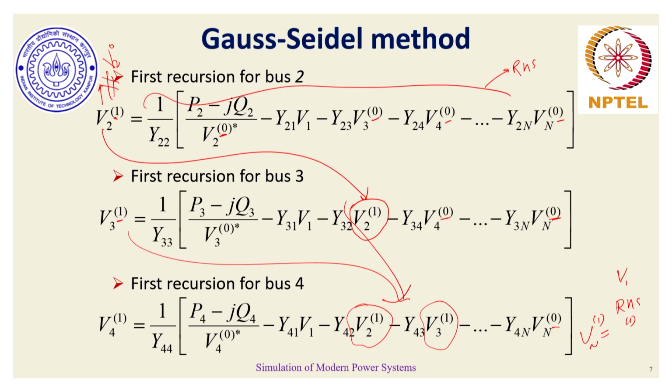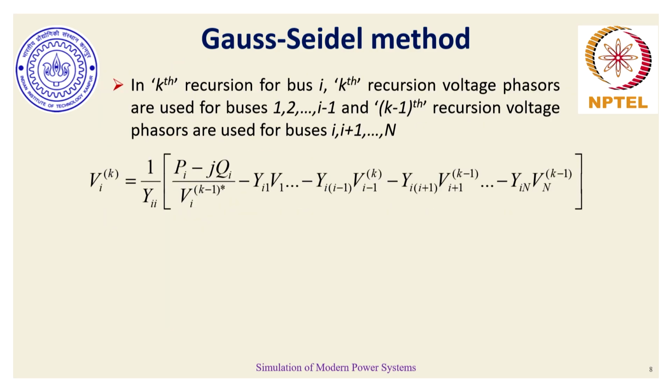So that's how the Gauss-Seidel method finds new voltages, and the reason why these are called recursions is that when I try to find the updated voltage of the ith bus, for all buses numbered from 1 to i-1, I will use their latest recursion update, whereas for buses numbered from i+1 to n, I will still use the previous recursion number, and that is where the concept of recursion comes in.